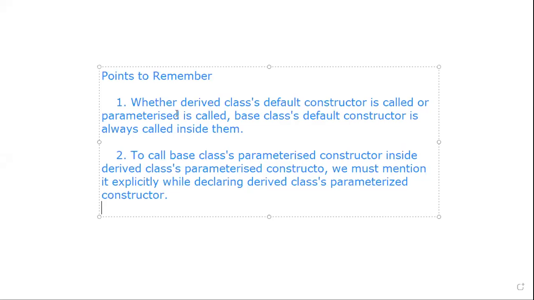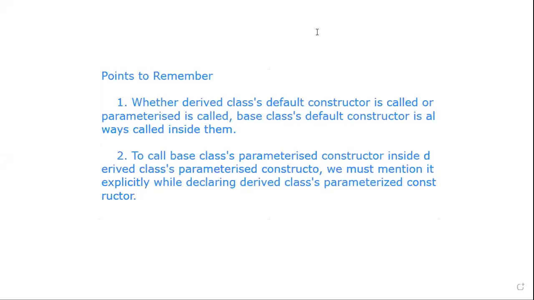Before going to the code, let's see these 2 points that we need to remember whenever we're handling the constructor. The first one is whether the derived class default constructor is called or not. Let me change the color. Just a minute. Yeah, so these are our points to be remembered. So whether the derived class's default constructor is called or parameterized constructor is called.